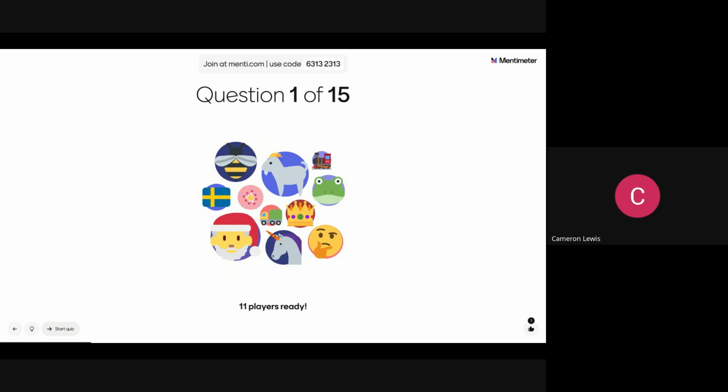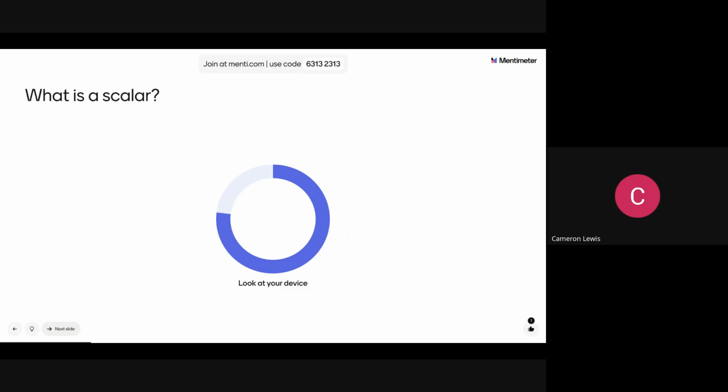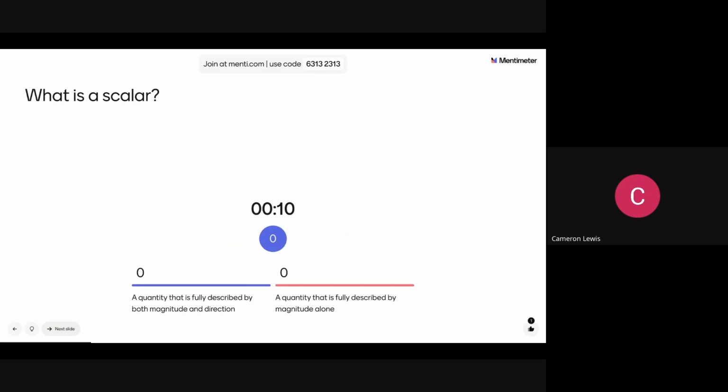The first question we have: what is a scalar? A quantity that is fully described by both magnitude and direction?